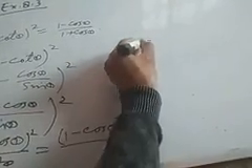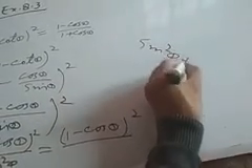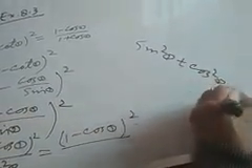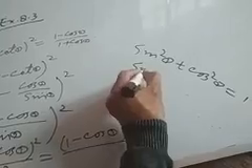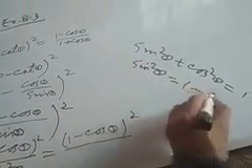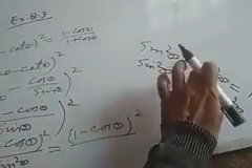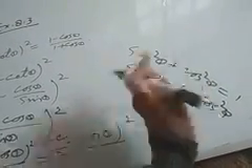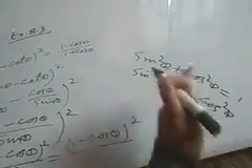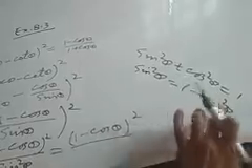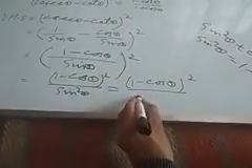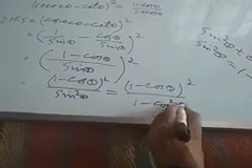That will be done with the help of this identity, sin square theta plus cos square theta equal to 1. From this, find the value of sin square theta. Transfer cos square theta to the right, you will get sin square theta equal to 1 minus cos square theta. So I will substitute 1 minus cos square theta.